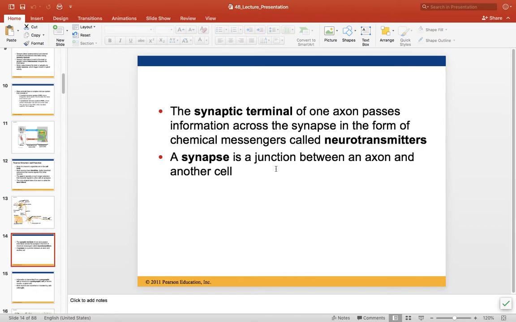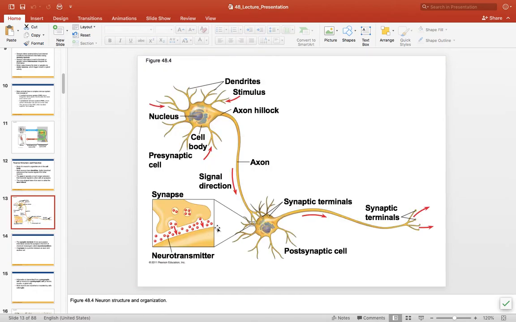So that synapse is a junction between the axon and another cell. So here's a picture of that right here. Here's that gap between the synaptic terminal and the body of that other neuron cell. And it's chemical messengers, neurotransmitters, that are being sent across that gap. That's how the message gets moved.